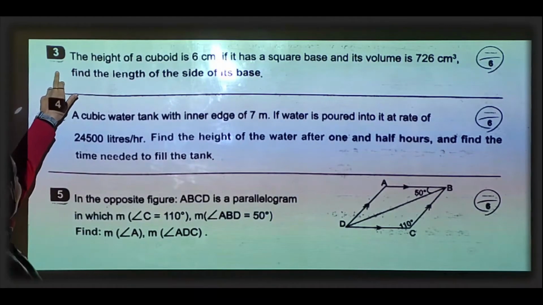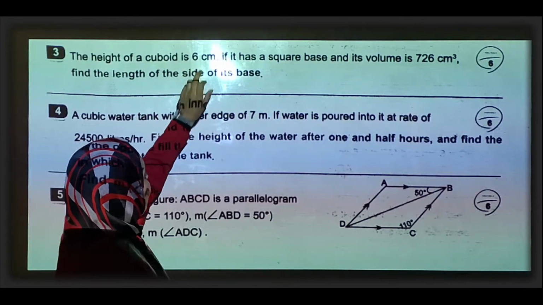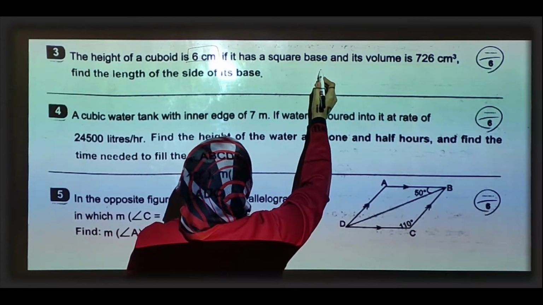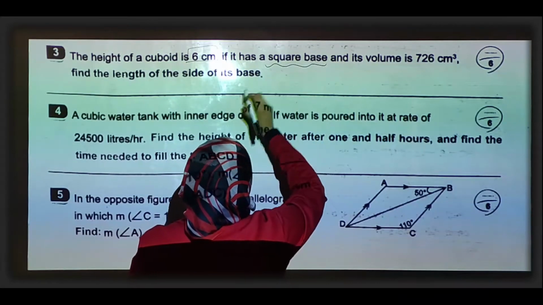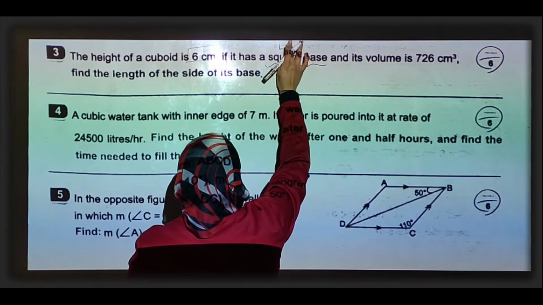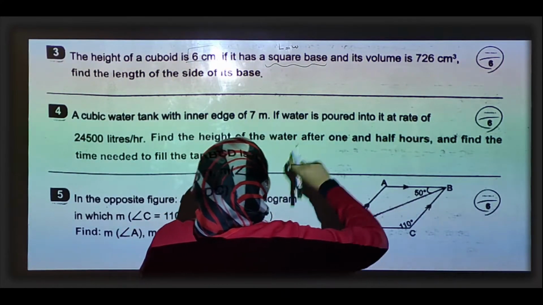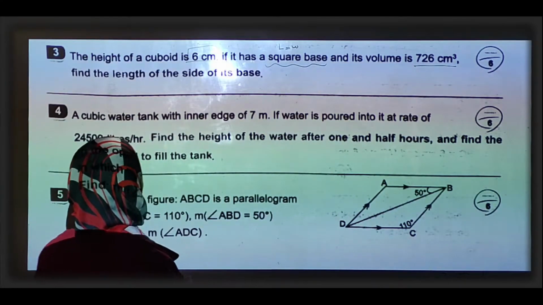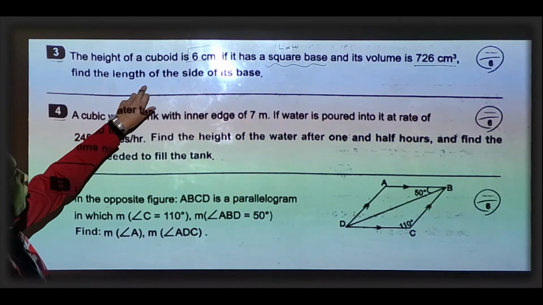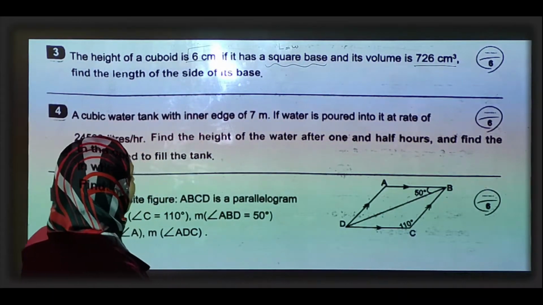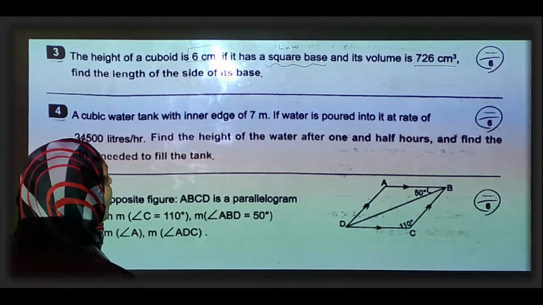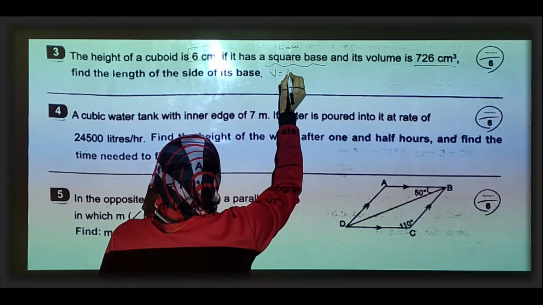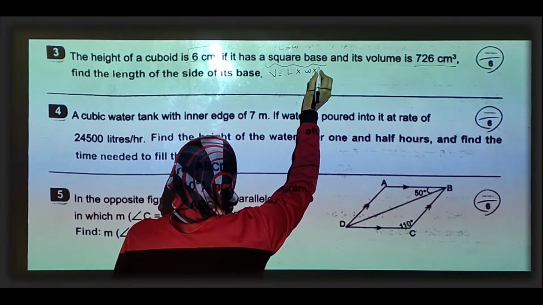Number 3. The height of a cuboid is 6 centimeters. If it has a square base, what is the meaning of a square base? It means length equals width. And its volume is 726 centimeter cube. Find the length of the side of its base. First, from the rule of volume of cuboid, volume equals length times width times height.